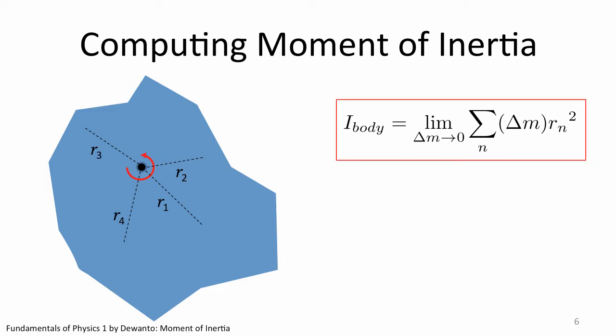The smaller delta m is, the more accurate the computation is. As a matter of fact, we have to take the limit of delta m to 0. That is to say, we have to deconstruct this rigid body into infinitely many small particles, compute the individual contribution of moment of inertia of these small particles, and sum them up to get the moment of inertia of the body. If you have learned calculus before, this is what mathematically we call integration.